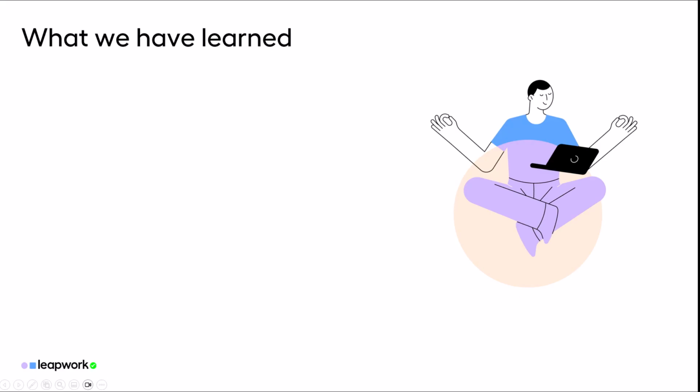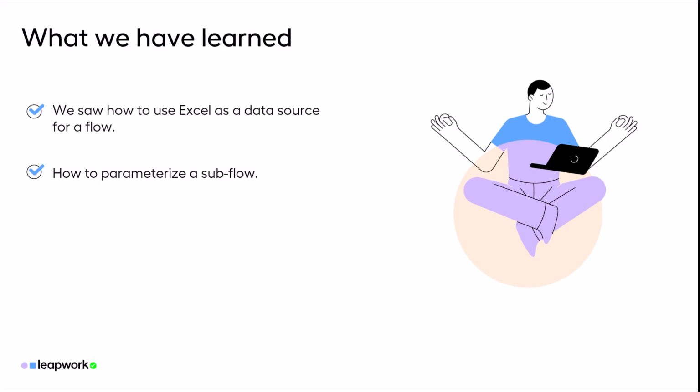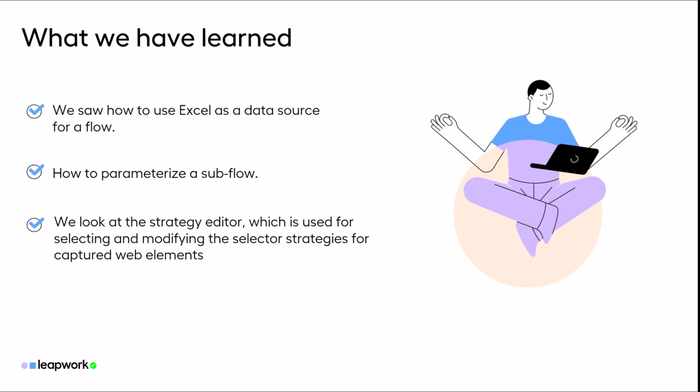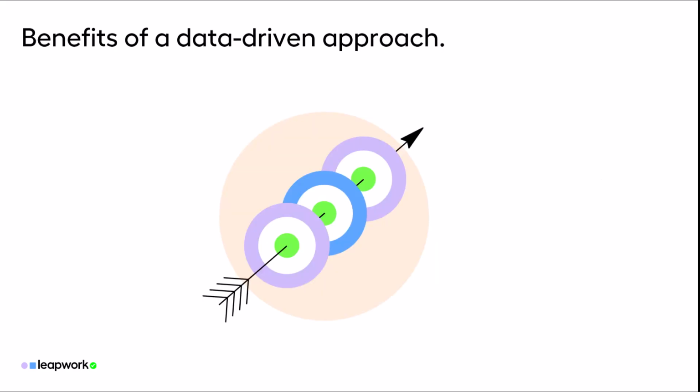In this lesson, we saw how to use Excel as a data source for a flow, and how to parameterize a subflow, making it even more reusable. We ended by having a look at the strategy editor, which is used for selecting and modifying the selector strategies for captured web elements. Before we leave you to perform a practice exercise on your application, here are some reasons why we suggest you use data-driven automation while designing flows in Leapwork.